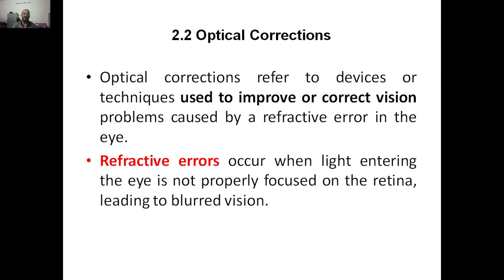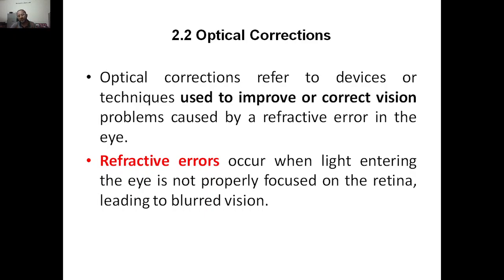So optical corrections, that means, for example, when you are using a camera, we adjust the focal length and all other settings so that we get proper, correct or improved vision. Similarly, we have the same issues with the eye also. Optical corrections are nothing but devices or techniques you can use to improve or correct vision problems which are caused by the refractive error in the eye.